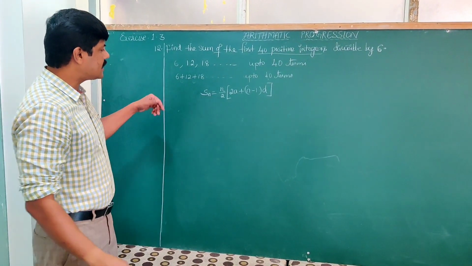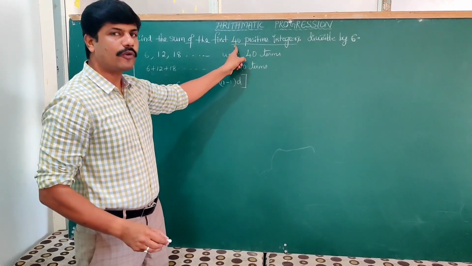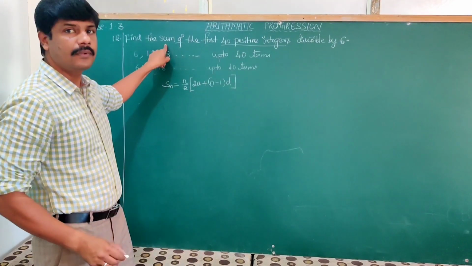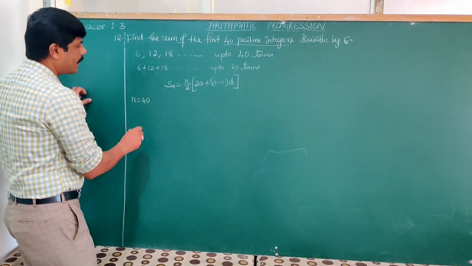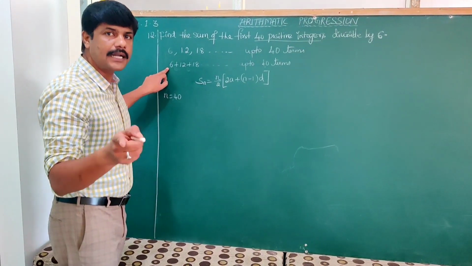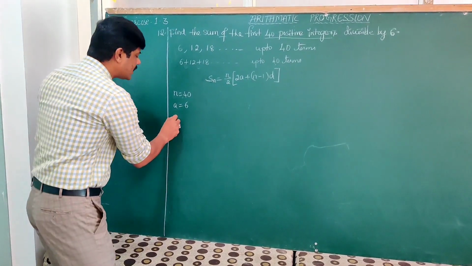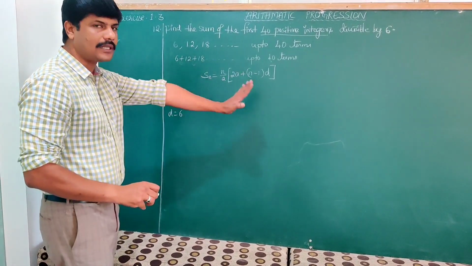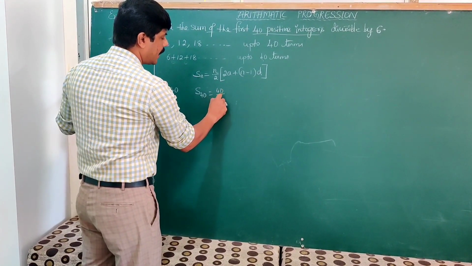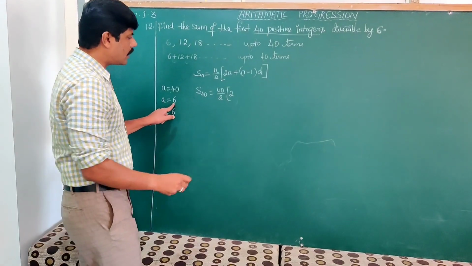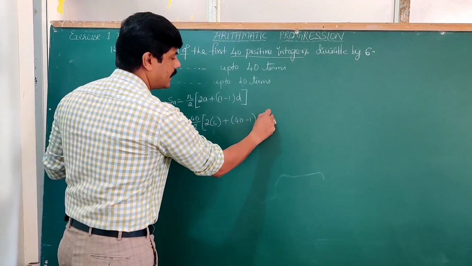Now substitute. What is n? n refers to how many terms? 40 terms. Why 40 terms? We have to find the sum of 40 positive integers divisible by 6. Therefore, the n value is 40. What is the a value? a is the first term divisible by 6, that is a is equal to 6. And what is the common difference? We have found that it is also 6. Substitute all these in the formula. S40 is equal to 40 by 2 into 2 into 6 plus 40 minus 1 into 6.